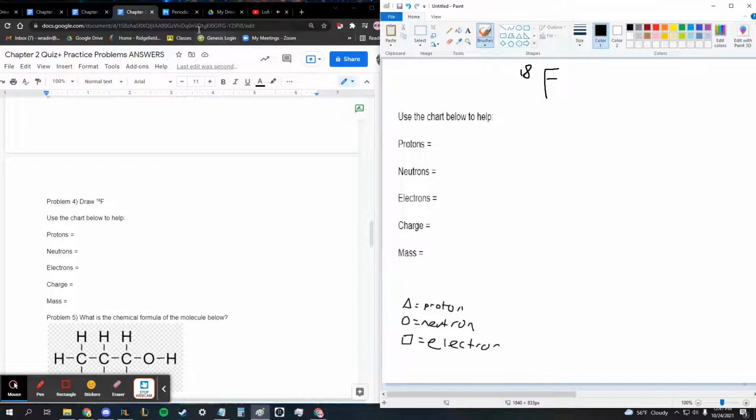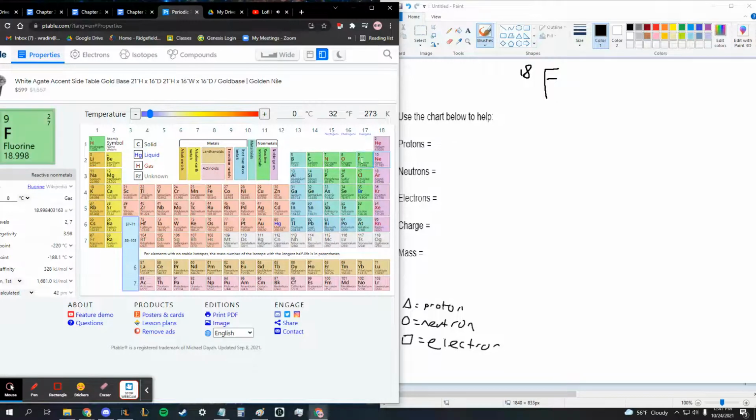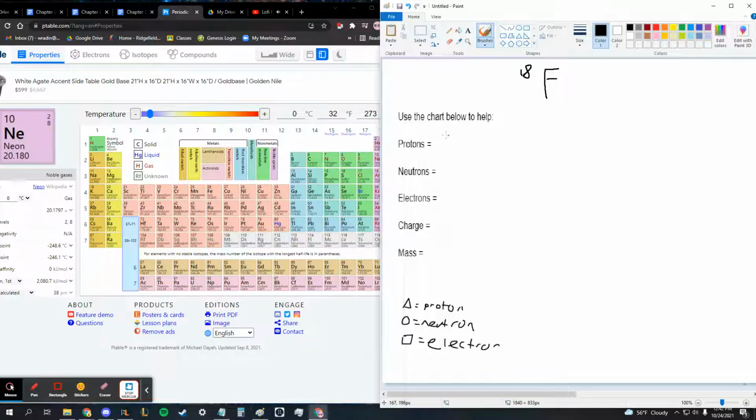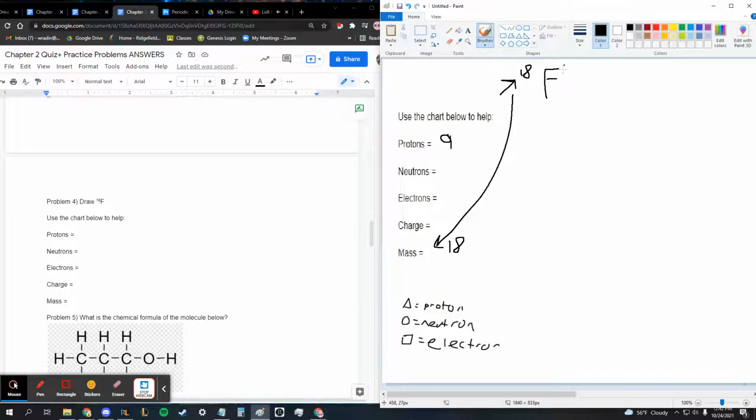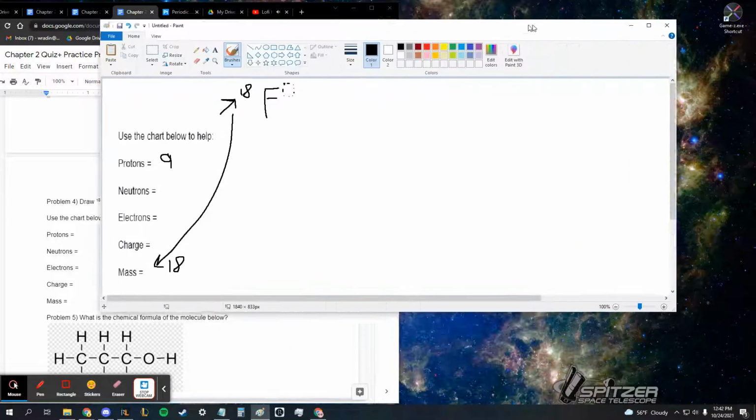So this is an atom of, well, we know that this is fluorine. That is the symbol for fluorine. So we already know fluorine is going to have 9 protons. Here's fluorine, 9 protons. And this number up here tells us that our mass is 18. Let's go back to the questions. Now, there is no charge here. This is missing because I don't explicitly tell that there's a charge. Where'd my webcam go?